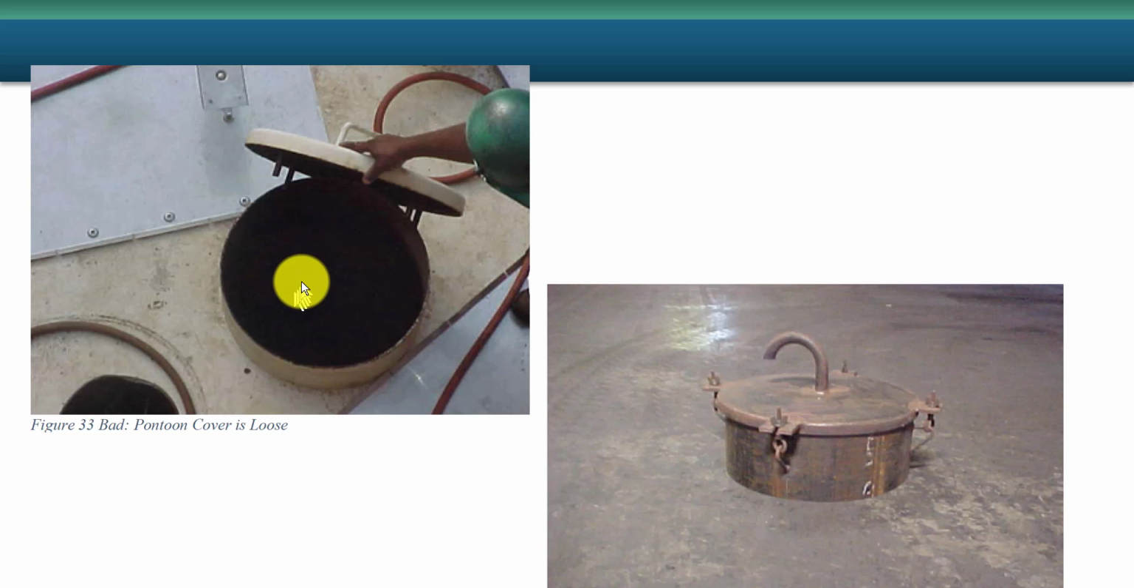There have been some notable incidents where lightning struck nearby this manway and caused the pontoon to explode, and the whole roof blew out of the tank and the deck got sunken. So there are a number of incidents caused by that.